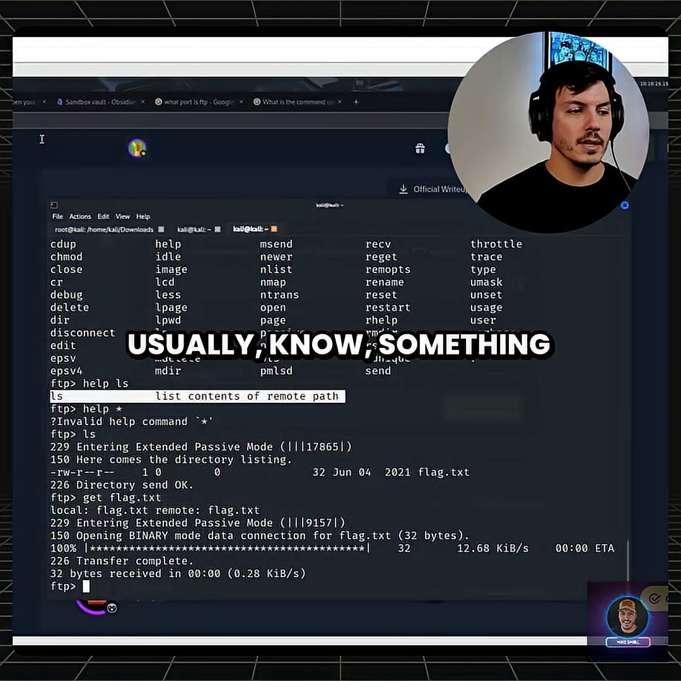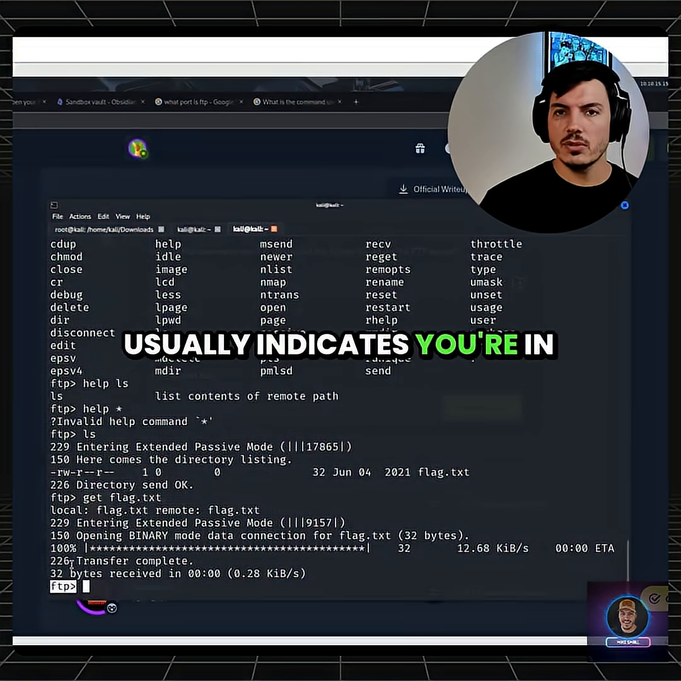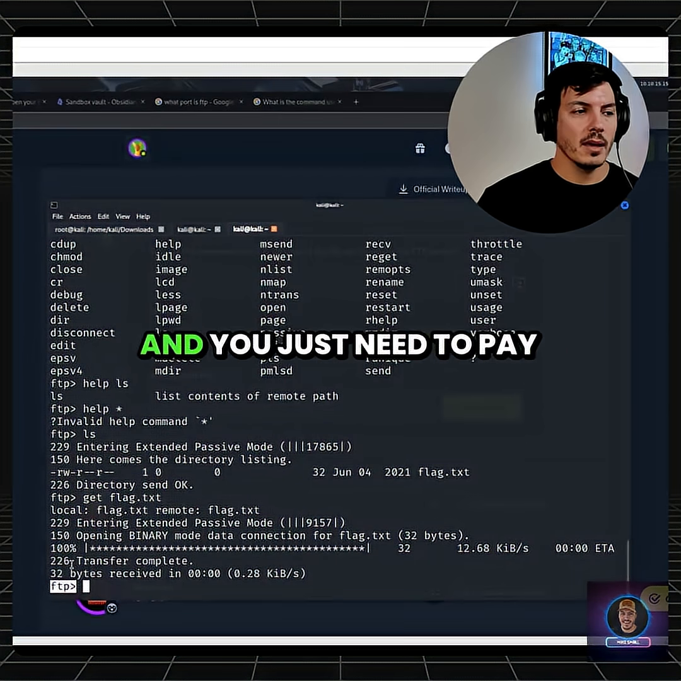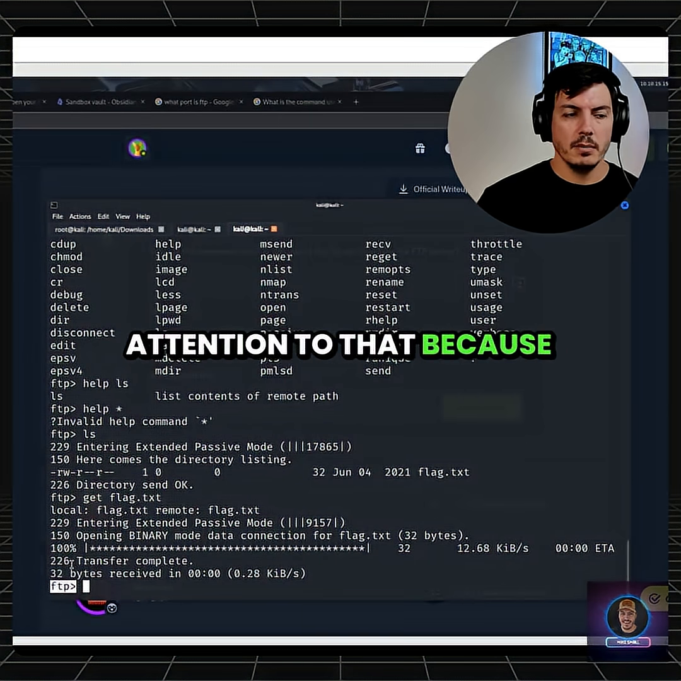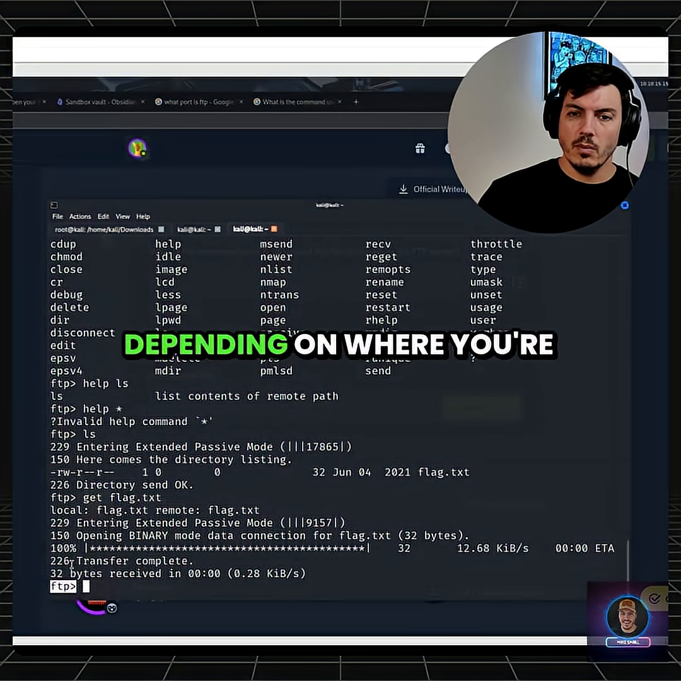And that's usually, you know, something changes like this. It usually indicates you're in another program. And you just need to pay attention to that because things are only accessible depending on where you're at.